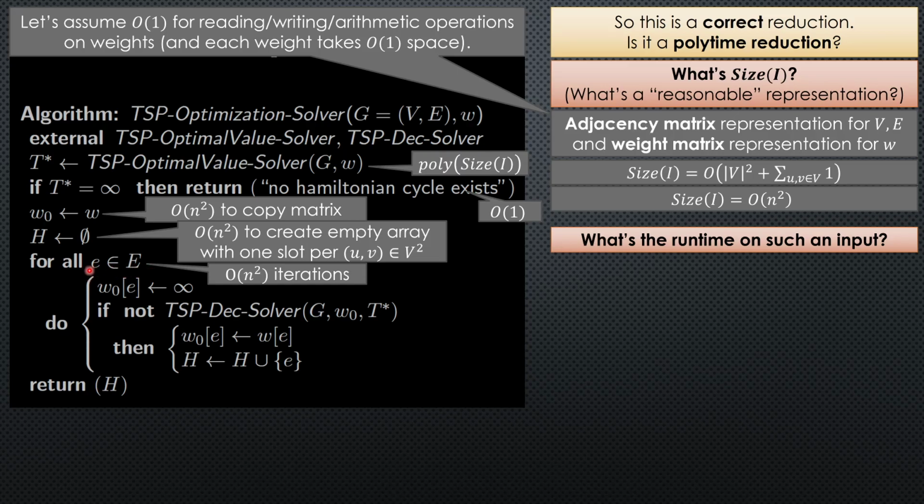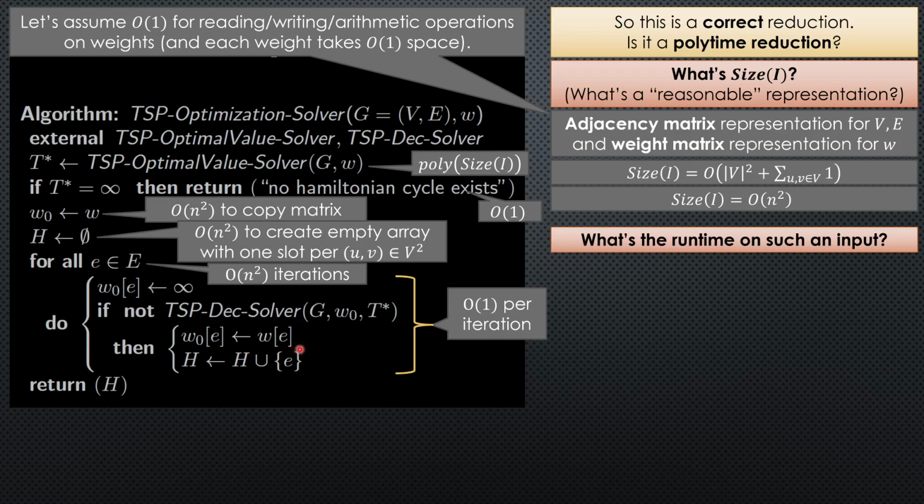We're just going to iterate over all pairs of u, v. So that'll be n squared, over all pairs of nodes u and v in capital V. So all pairs of nodes, n squared pairs. And then if we look at what happens in each of those loop iterations, we assign a weight to infinity, that's constant time. We call the TSP decision solver, it's constant time.